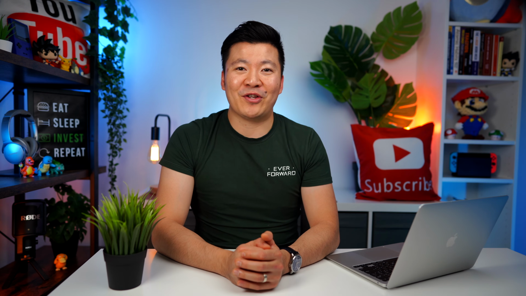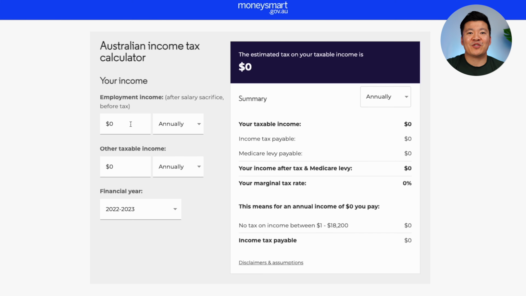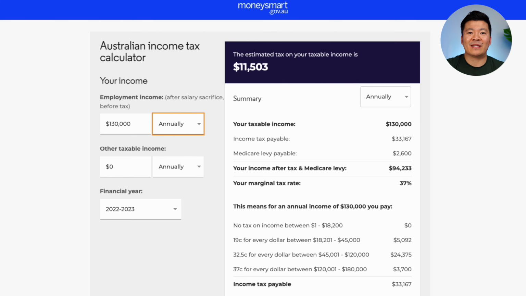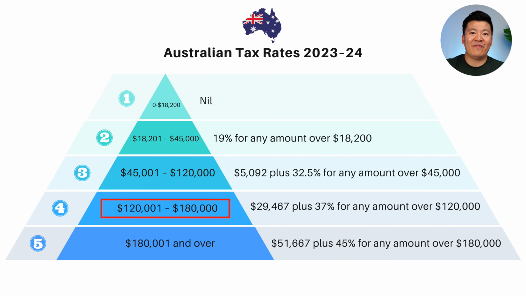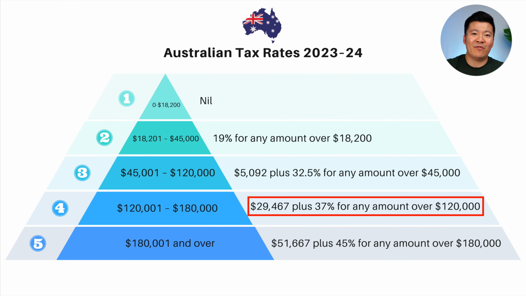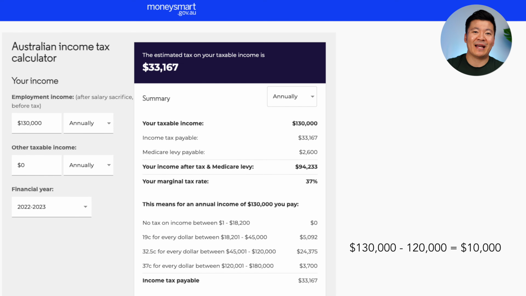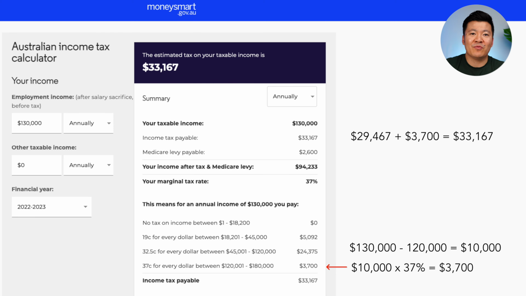Now let's look at scenario 2 after Mia received the pay rise. The extra $20,000 increases Mia's total salary to $130,000, which pushes her to the fourth tax bracket. So if we follow the table, she has to pay $29,467, which is just the total income tax for $120,000. That leaves $10,000 remaining, which will be taxed at 37% as per the fourth tax bracket. So $10,000 times 37% is $3,700. If we add $29,467 with $3,700, we get $33,167, which is Mia's income tax payable.